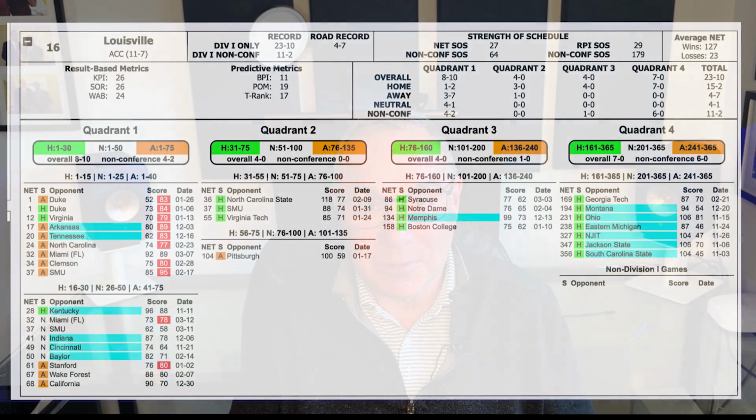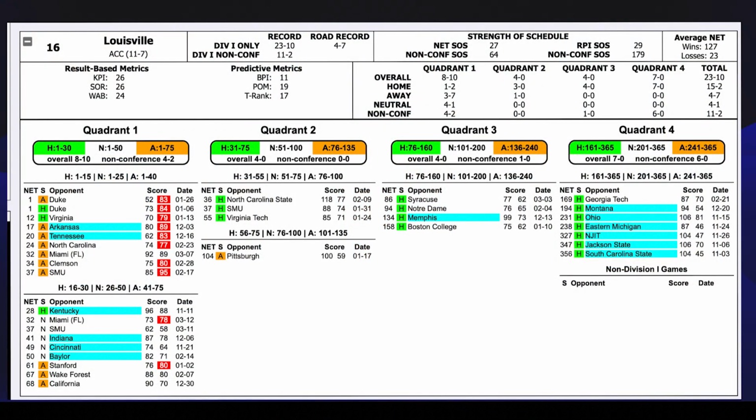So let's look, for example, at other teams. Let's look at Louisville's team sheet. You can see the Cardinals had a really good season, not as good as Duke's though, right? You can see their quad 1 wins and what they did against opponents in each quad. And you can see that their result-based metrics are 26th and 24th, but in their predictive metrics, meaning how do you think they'll do in this tournament, they're a little higher. Okay, so there's an example of what the team sheets look like.